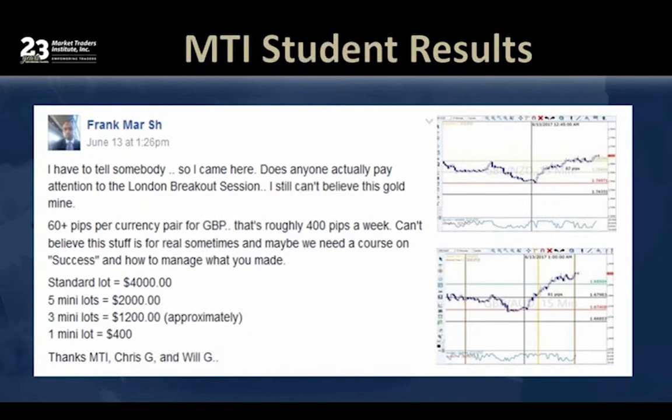Okay. So anyway, here's what Frank said. Does anyone actually pay attention to the London breakout session? I still can't believe this gold mine. 60 pips per currency pair for British pound. That's roughly 400 pips a week. Can't believe this stuff is for real. So he was talking about the success that he had. He showed some of it. So this is a real strategy. This is one of our students that's talking about it, that's doing it.